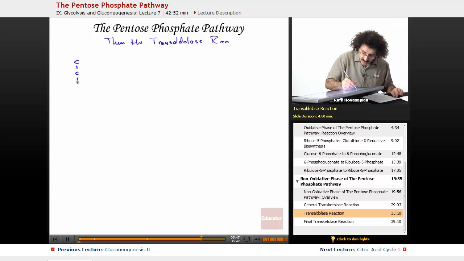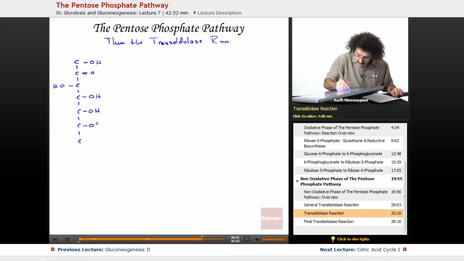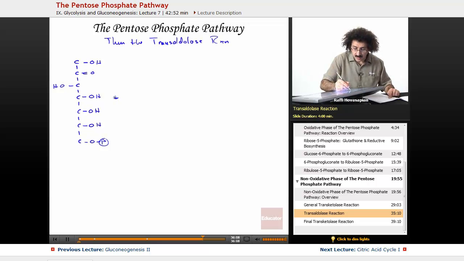So 1, 2, 3, 4, 5, 6, 7. This is going to be OH. This is going to be a carbonyl. This is going to be OH. And then we have 1, 2, 3. And then we have our O phosphate. Okay, so this is our ketoheptose 7-phosphate.